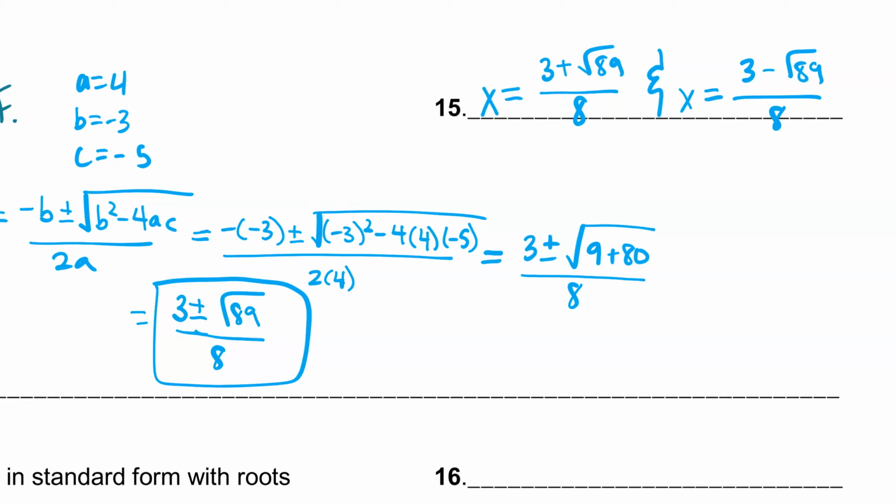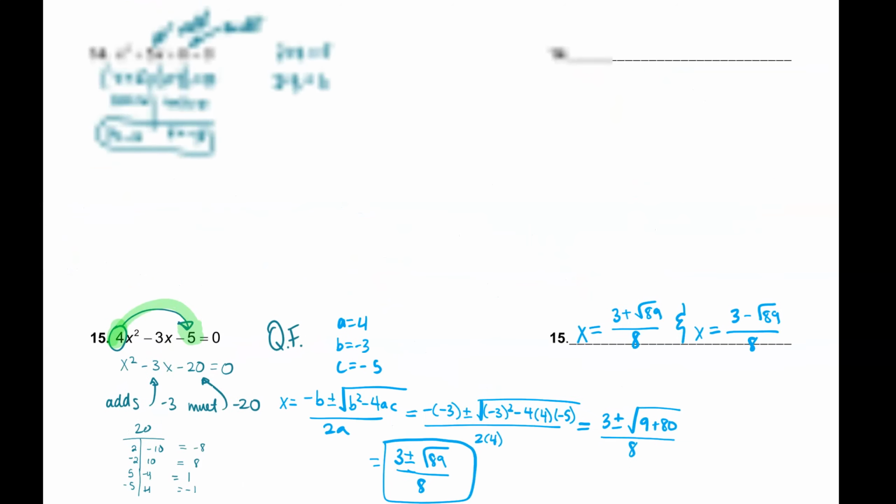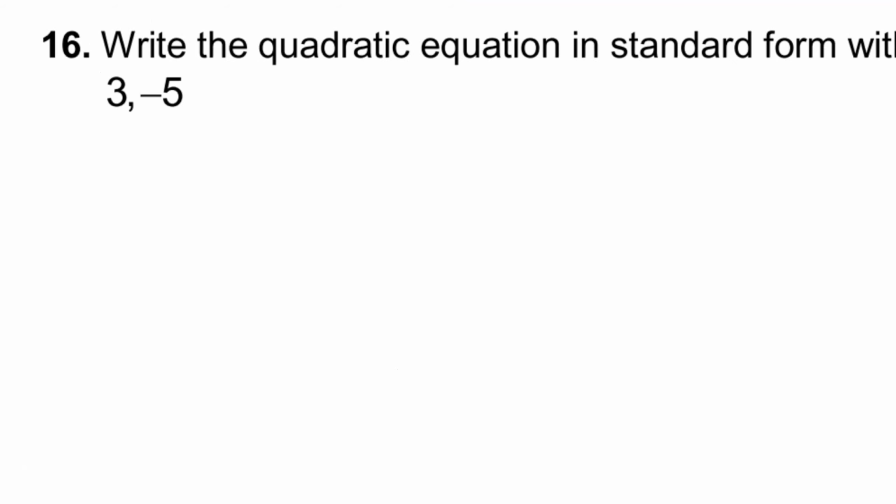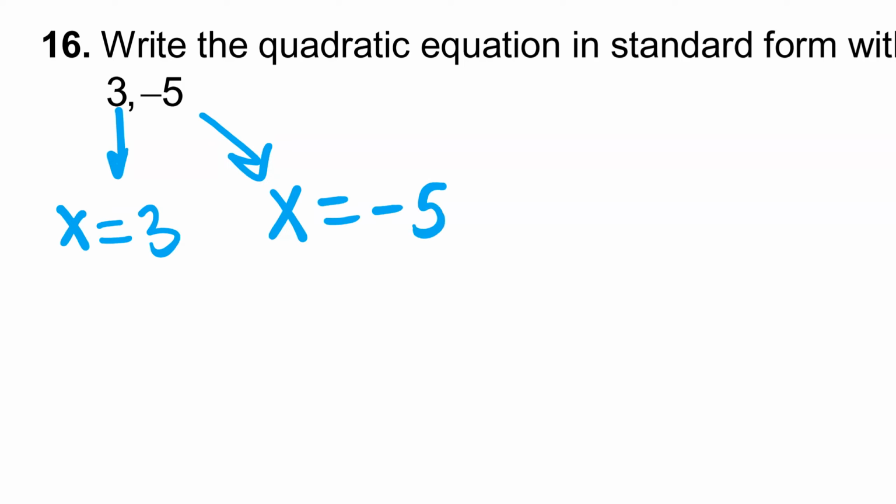Number 16. My hint to you for number 16 is go in reverse. It's literally going in reverse. Instead of what we've been doing on this page, like number 14, where we had a quadratic, factored it, set each factor equal to 0, and then found what x equals, in number 16 we have what x equals, and then we have to go back and make a quadratic from it. So these are my two roots: x equals 3 and x equals negative 5.